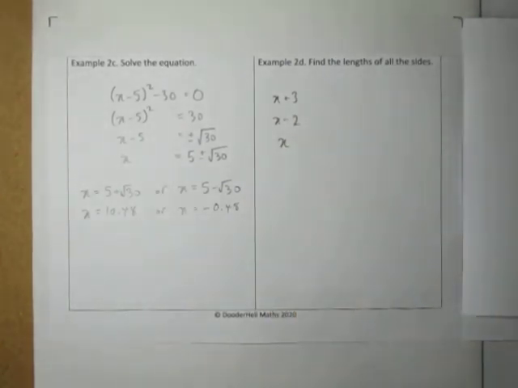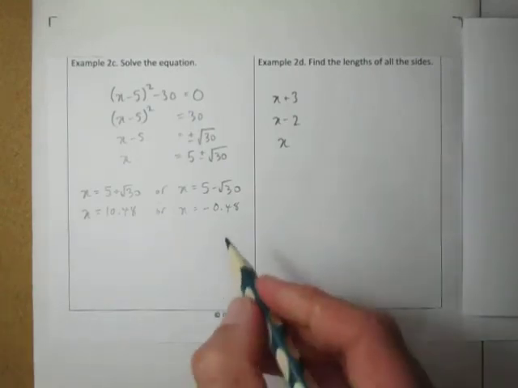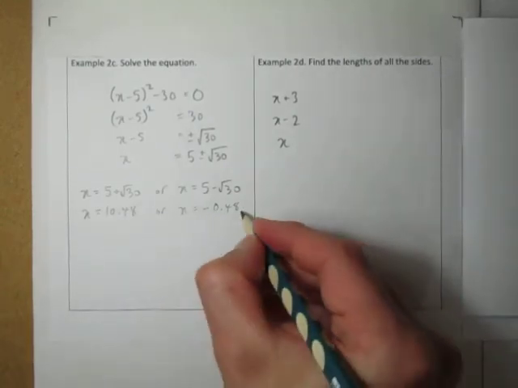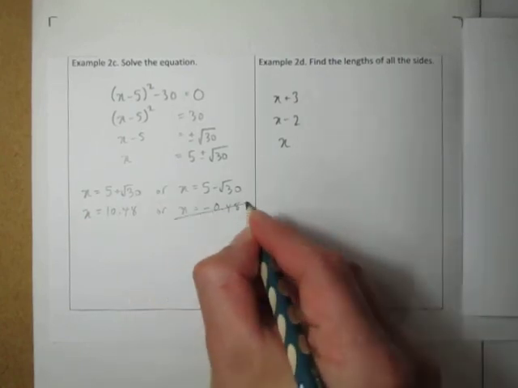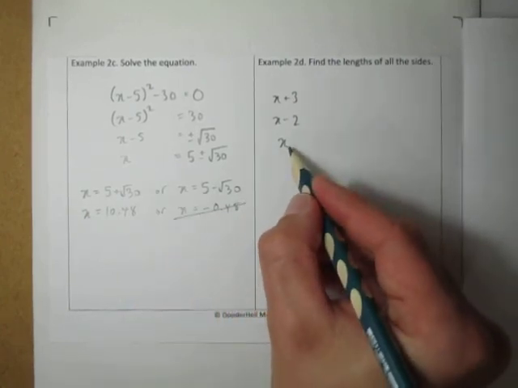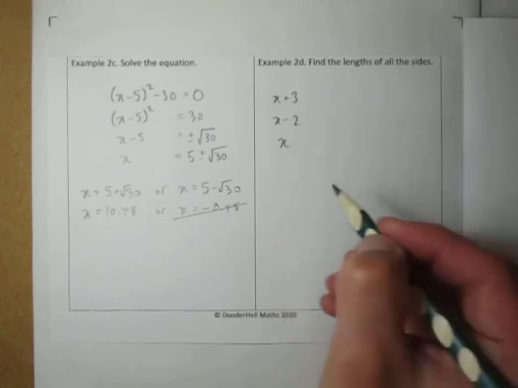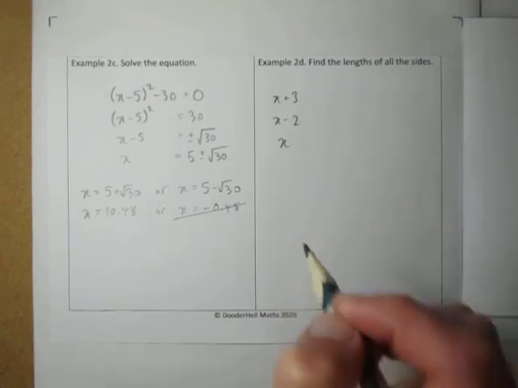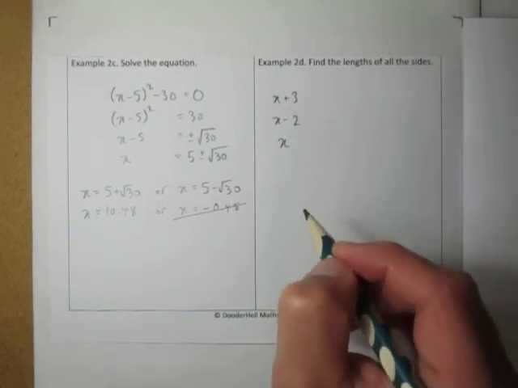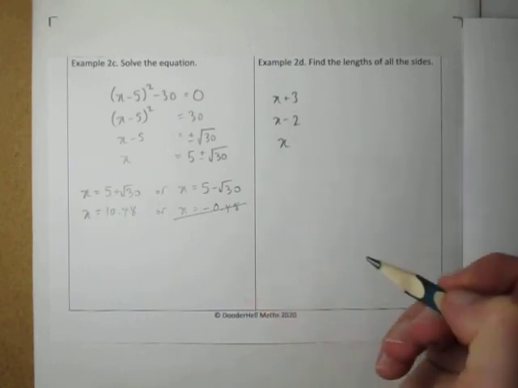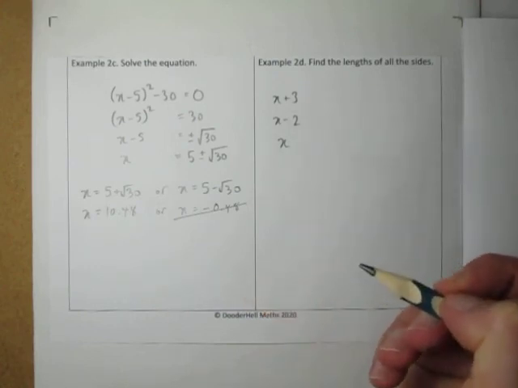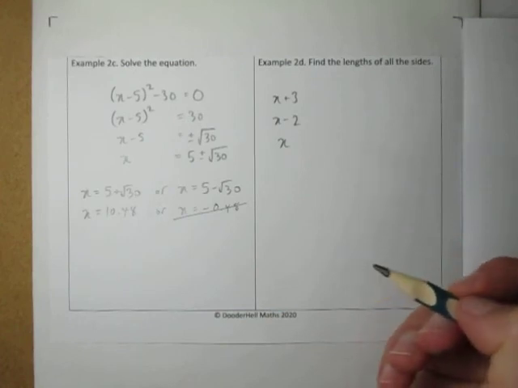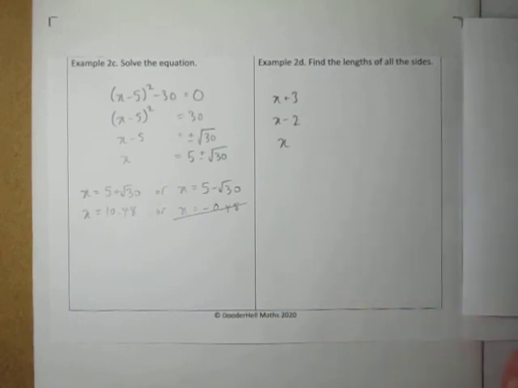Now it should be clear fairly quickly why this answer here cannot be a solution. Because if we have x is equal to negative 0.48, that means that the side length of one of the triangles is going to be negative 0.48. That means nothing because the measurement is a negative. We have to disregard that particular measurement.